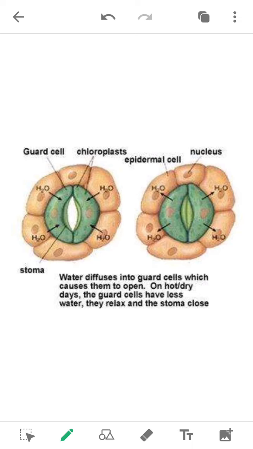Now see here, water diffuses into the guard cells which causes them to open. On a hot dry day, the guard cells have less water, they relax and the stomata close.